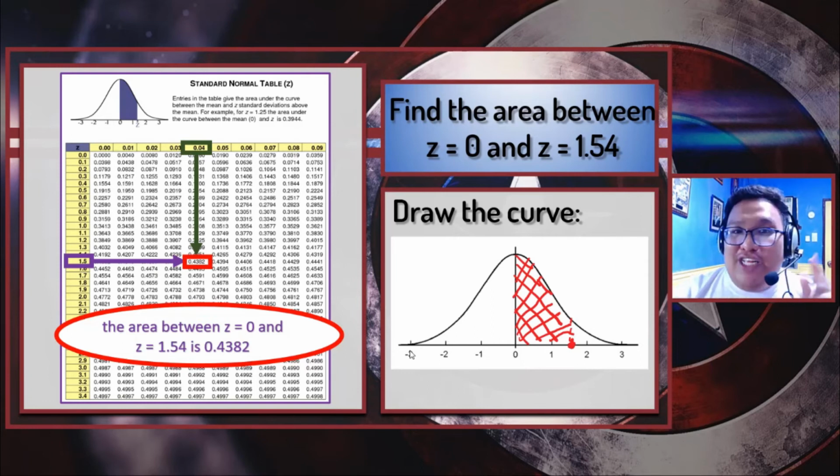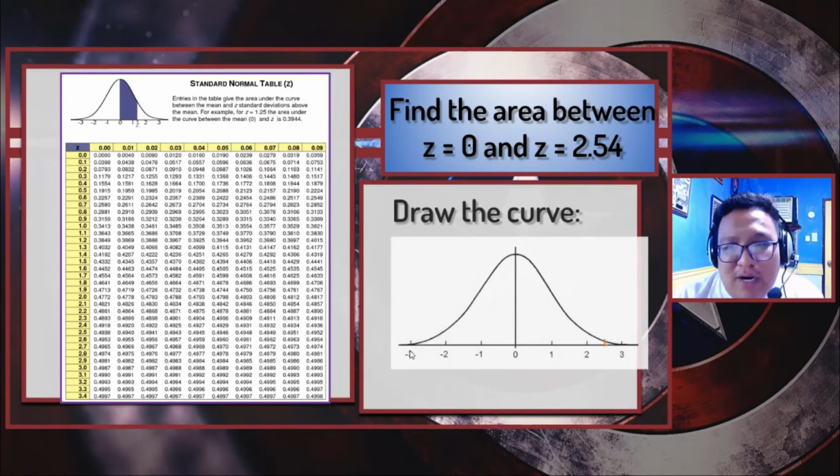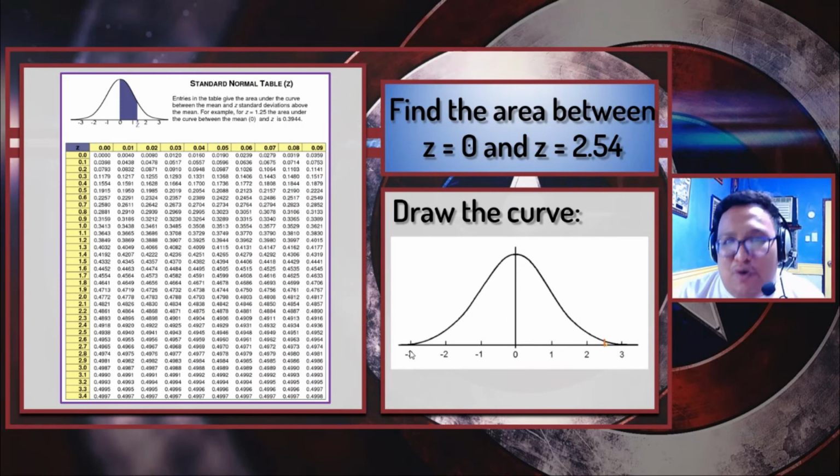So, let's move on to the second example para mas masanay. Now, let's try to find the area between 0 and 2.54. So, simple lang. Unang-unang dapat gawin is to draw the curve. In drawing the curve, hanapin nyo si 2.54 and then tignan ninyo ano ba yung area na hinahanap natin. It's between 0 and that certain point. And then, shade that part para mas maging malinaw sa inyo na yung shaded part ang hinahanap nating area.